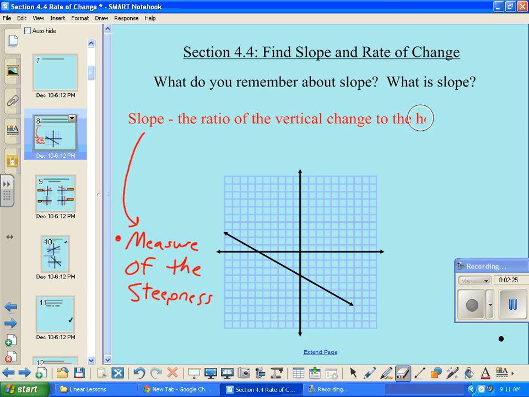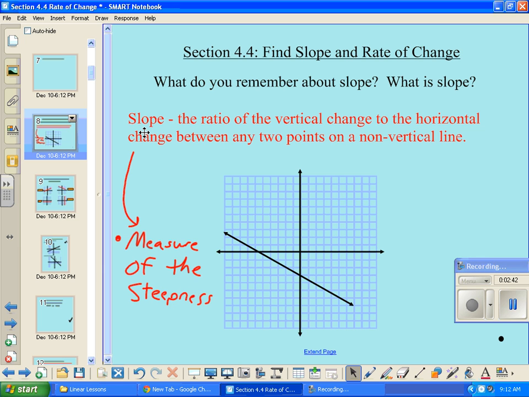Here's the book's definition, also something I would like you to write down. I'll break it down to show that it's a little bit wordier than my definition, but still isn't something we should be scared of. We still understand all the words in this definition. It says slope is the ratio of the vertical change to the horizontal change between any 2 points on a non-vertical line.